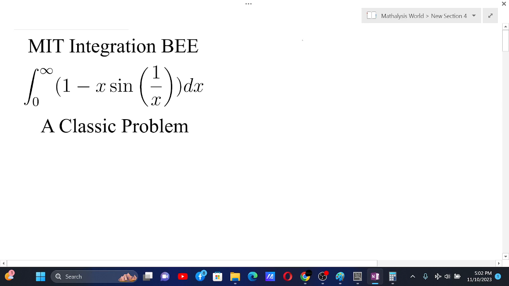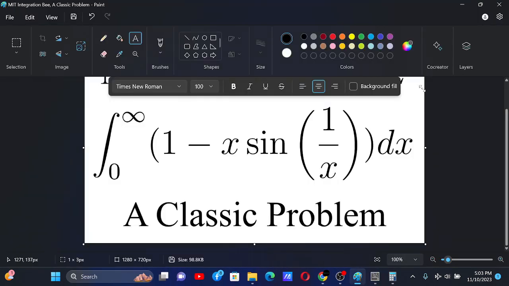So let's substitute y equals 1 by x. That changes our limit from infinity to 0. 1 minus 1 by y, sine of y, and then dx will be minus 1 by y squared dy.